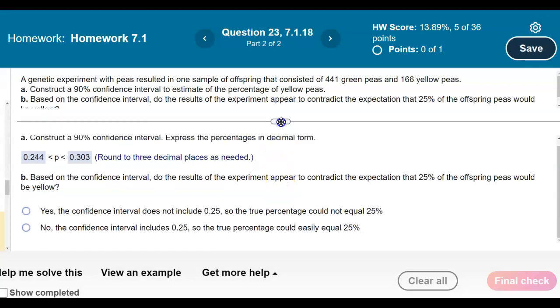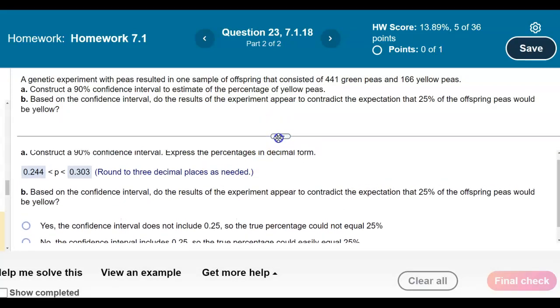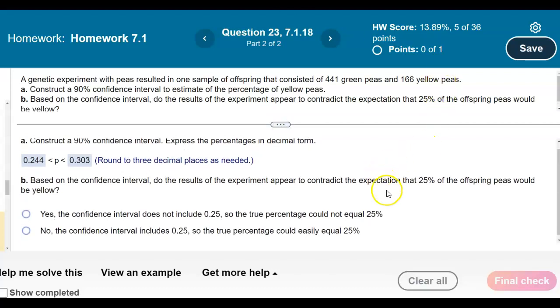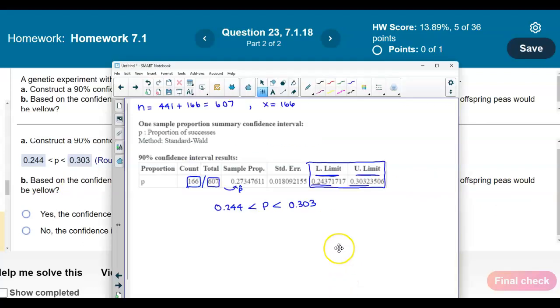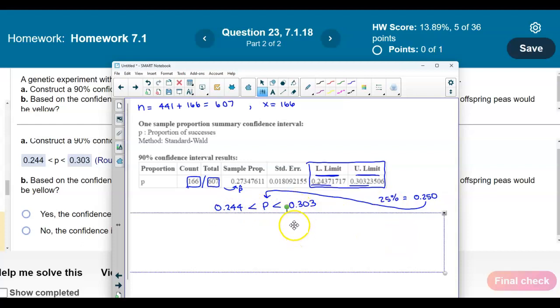Okay, now it says, based on the confidence interval, do the results of the experiment appear to contradict the expectation that 25% of the offspring peas would be yellow? Well, 25% as a decimal is equal to 0.25, and let's add a 0 on the end. So does that fall within this confidence interval? Well, it does, because it's in between 0.244 and 0.303.